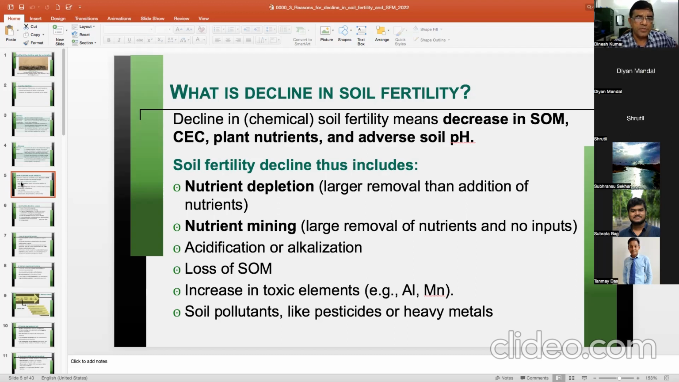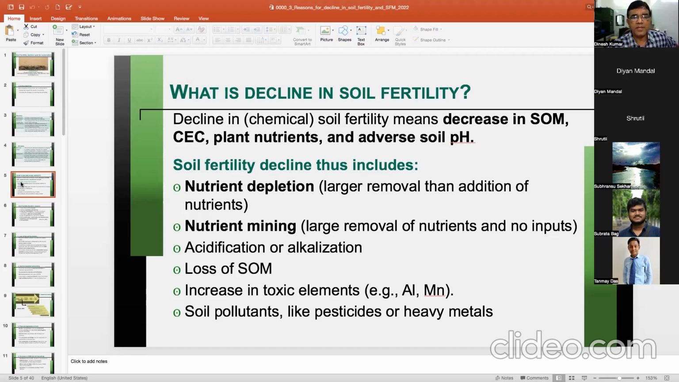So there are two terms. One is nutrient depletion and the other is nutrient mining. Many times students take them as synonymous, but they are not synonymous. Nutrient depletion is larger removal than addition of the nutrient. You are adding some nutrients, but you are not adding nutrients equal to what has been removed. So removal is more than the addition. A negative balance of nutrients happens. That is your nutrient depletion.